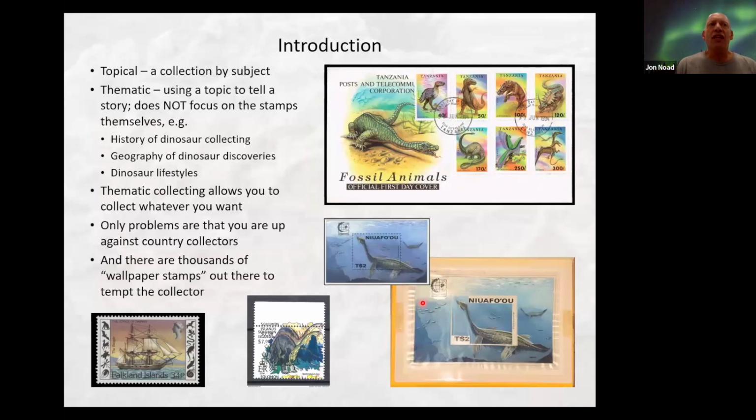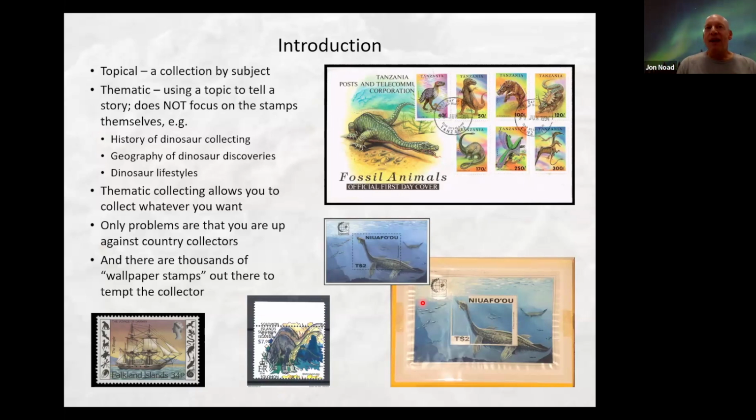So just to introduce things, there are two versions of thematic and topical collecting. Topical collecting is just a collection by subject. So you collect railways, you collect bridges, you collect wines on stamps. Whereas thematic collecting is using a topic to tell a story. And so you're not focusing on the stamps themselves, but you're actually using the stamps to bring out other features and other concepts. Examples might be the history of dinosaur collecting, geography of dinosaur discoveries, both of which I've presented on in the past, and dinosaur lifestyles. And the nice thing about thematic collecting is it gives you a chance to collect whatever you want.